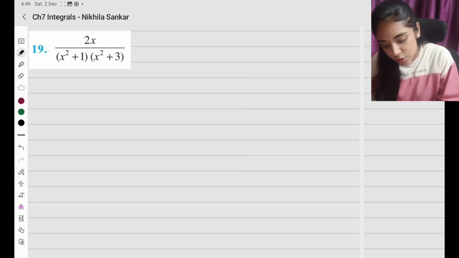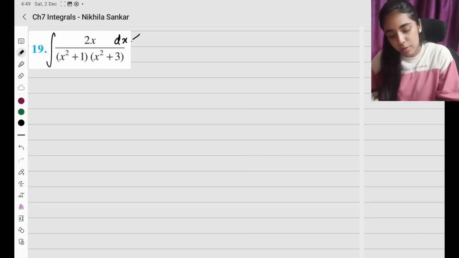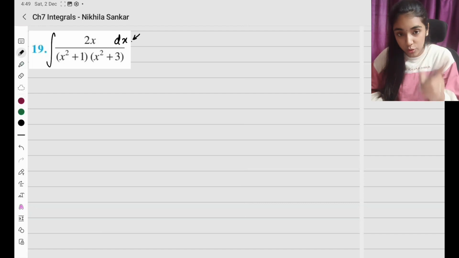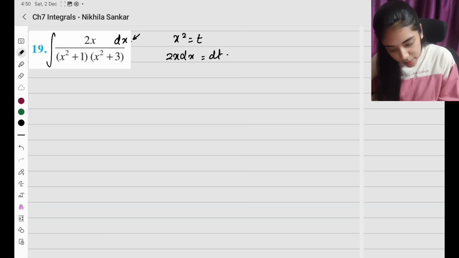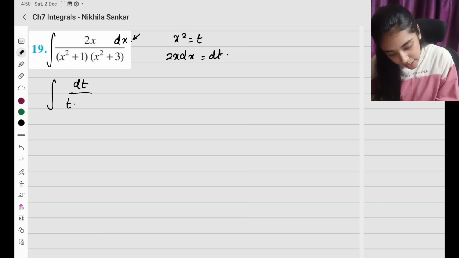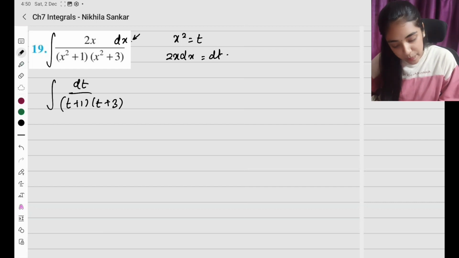So my integral, the variable of x, I am going to change it to t. I am going to substitute. So I have x square equals t, 2x dx equals dt. When I do the substitution, the integral changes to be dt divided by (t plus 1)(t plus 3). So simple. So in the partial fraction.